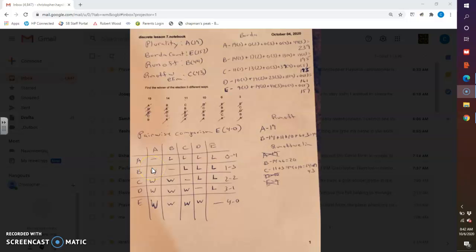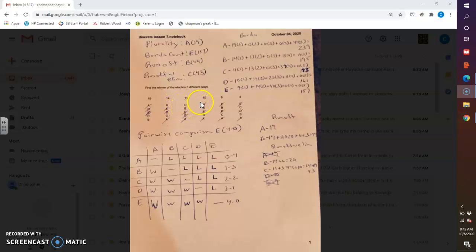For B, now when I do B versus C, C wins the first column, B wins the second, so B's at 14. C wins the third, C wins the fourth, B wins the fifth, so now it's at 20. C wins the sixth column. 20 is not bigger than 32, so therefore B loses to C. C's a winner.